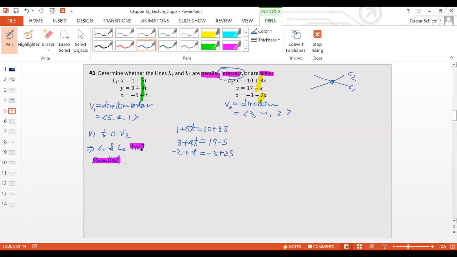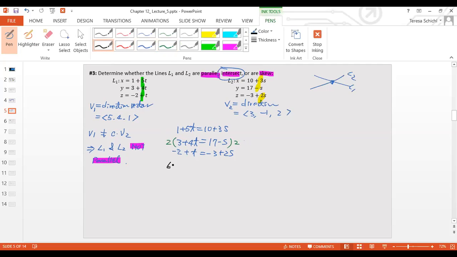Okay, so now let's try to solve. So basically we want to see is there a solution? So we want to solve for s and t. So what I need to do here, I guess, is solve the system of equations. So I multiply by 2 on both sides, then add to the third equation. So times 2.